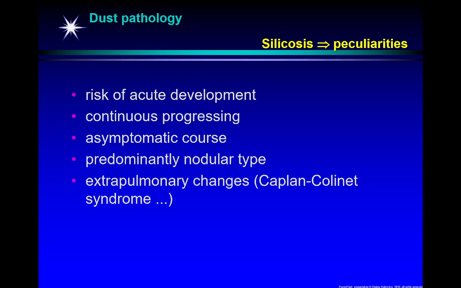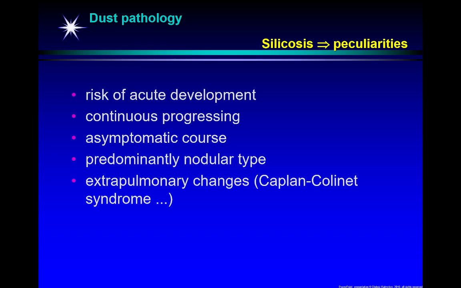We're happy if we transform it to a stable course, but unfortunately it's very hard or even impossible. Asymptomatic course for prolonged time, and it might be manifested by complications mostly. Predominantly nodular type of fibrosis, and plenty of extrapulmonary changes in form of Caplan syndrome, systemic infection of connective tissue, etc.